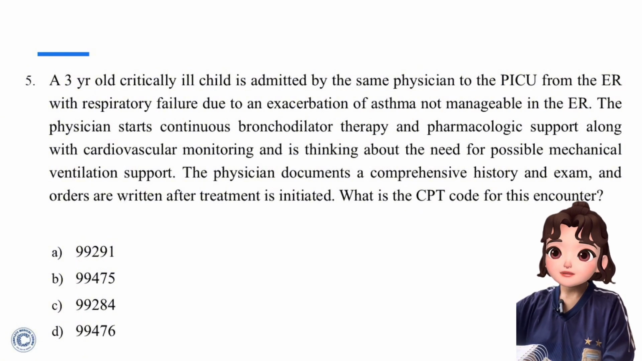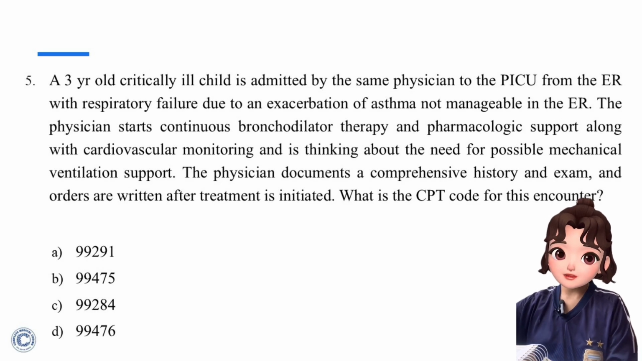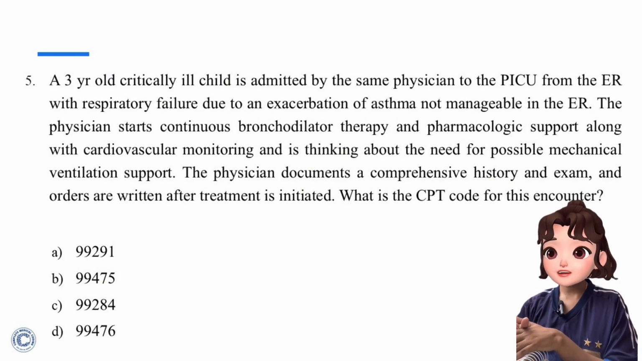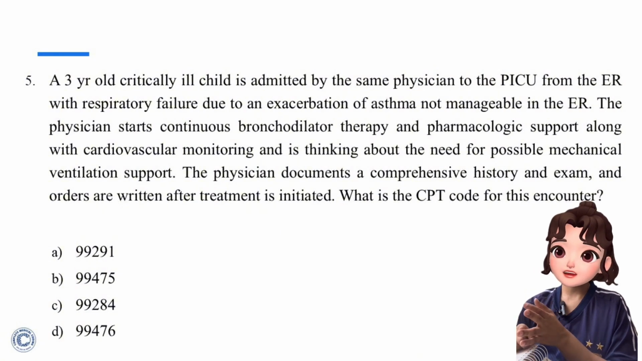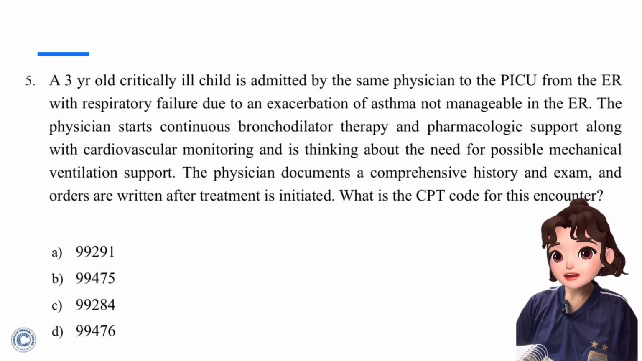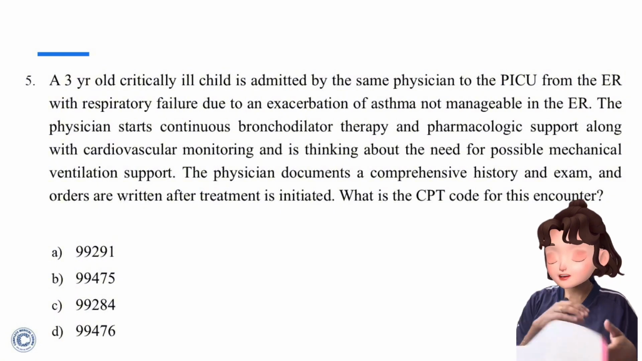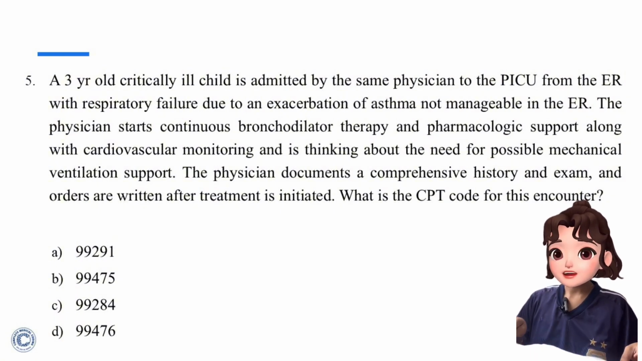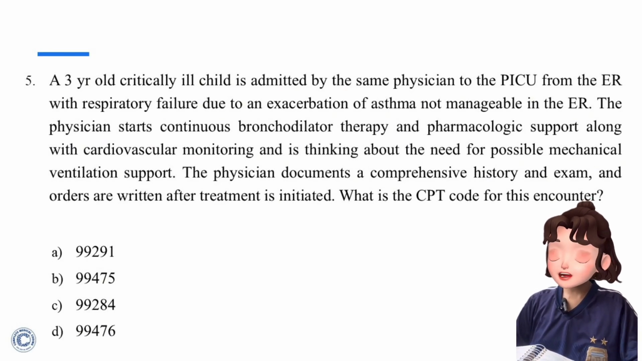Here, this is a different type of question when compared to the fourth one. The description mentions only the comprehensive history and examination, and then MDM. From the orders, you have to identify whether the MDM is of low or high complexity. Anyway, let's move directly to the options one by one. What is 99291? 99291 is the critical care evaluation and management code for a critically ill or injured patient, for the first 30 to 74 minutes. You should be coding a PICU code.